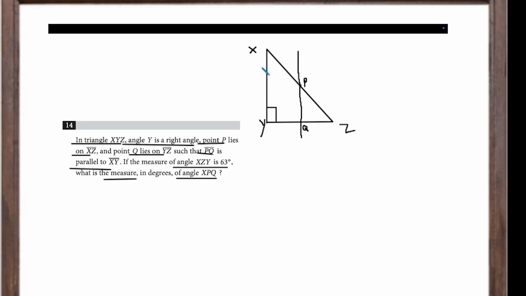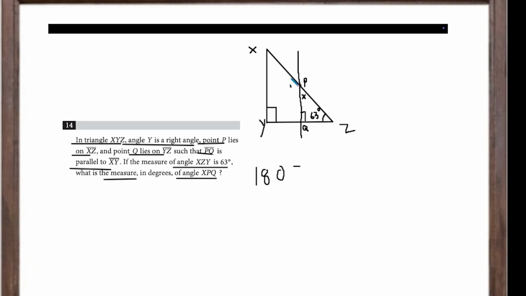Now we need to put in the degrees that were given to us. We know that XYZ is 63 degrees. And since this parallel line cuts into YZ, it creates a 90-degree angle. So with our 90-degree angle drawn, we have two triangles. Now we're going to have to find our missing angle at QPZ.